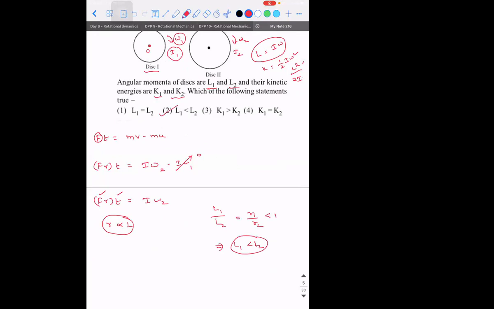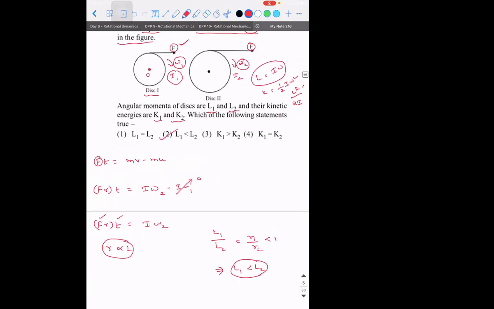Sir, I have a doubt. Yeah, tell me. Sir, omega 2 is the angular velocity associated with disk 2, but then how can the... No, that's what I told. That is where you got confused. Okay, I wrote omega 2 here. Sorry. I'll write it like this.